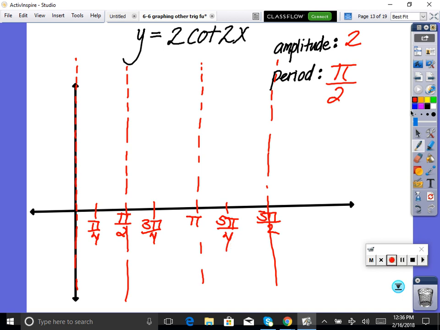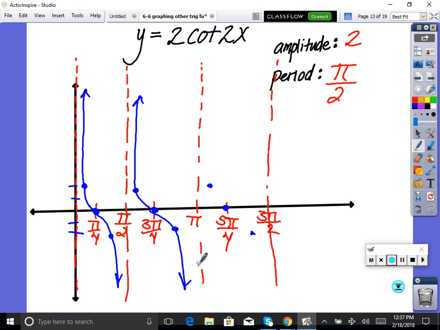And then cotangent is just a decreasing tangent. Super easy stuff. 0, 0, 0. Over 1, up 2 units. Over 1, down 2 units. And it repeats. Are we good with graphing cotangent? So you will have to remember cotangent's decreasing, tangent's increasing.